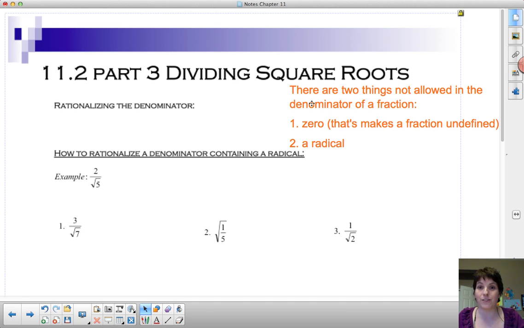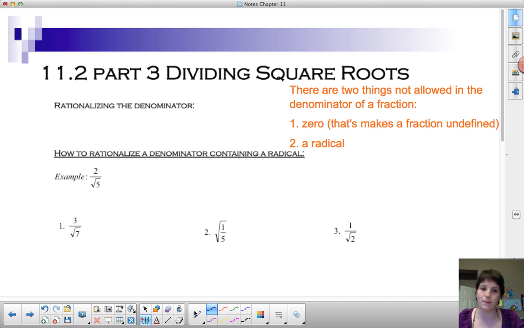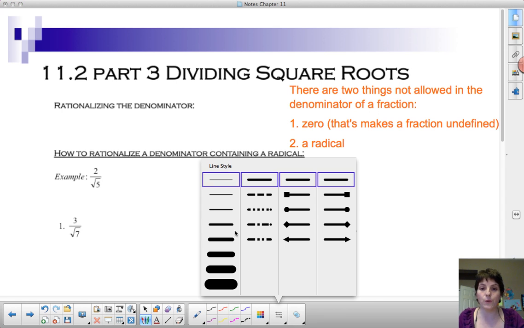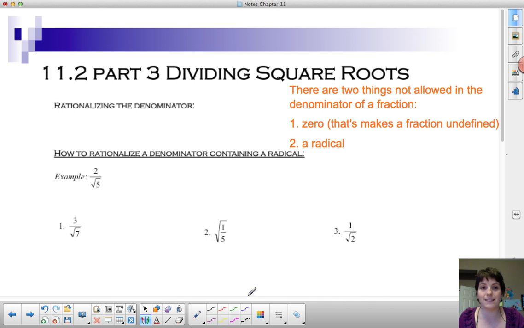There are two things that are not allowed in the denominator of a fraction. The first we already know, we're not allowed to have a denominator of 0. That's what makes a fraction undefined. The second is that we're not allowed to have a radical in the denominator. When you have a square root or a radical in the denominator, you have some steps you have to take to get rid of it. Those steps are known as rationalizing the denominator.